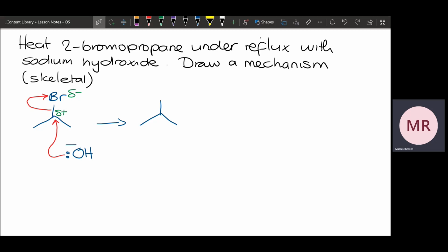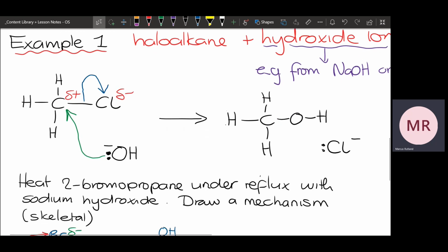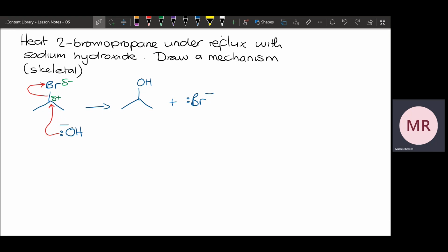And instead of the Br, we'll have OH, and then we'll have Br minus as the co-product. Okay, obviously the sodium ion's in solution, so in reality we would have formed sort of sodium bromide in solution, but we don't need to represent that at all. Right, that was example 1, the reaction with hydroxide ions. I think that's what I called it. Yeah, so let's do the further examples. So example 2.